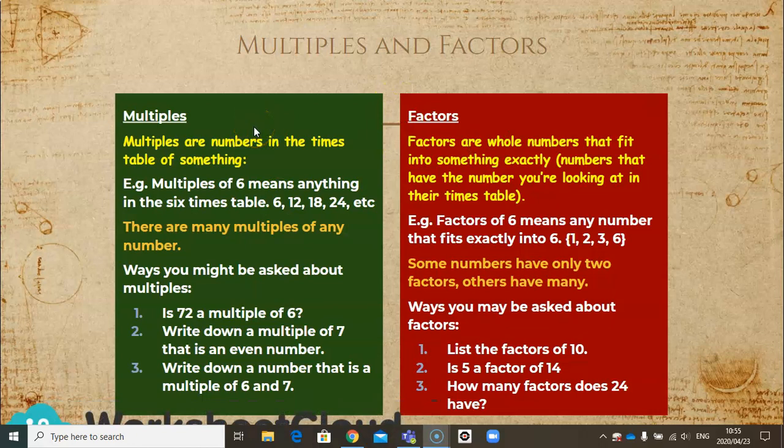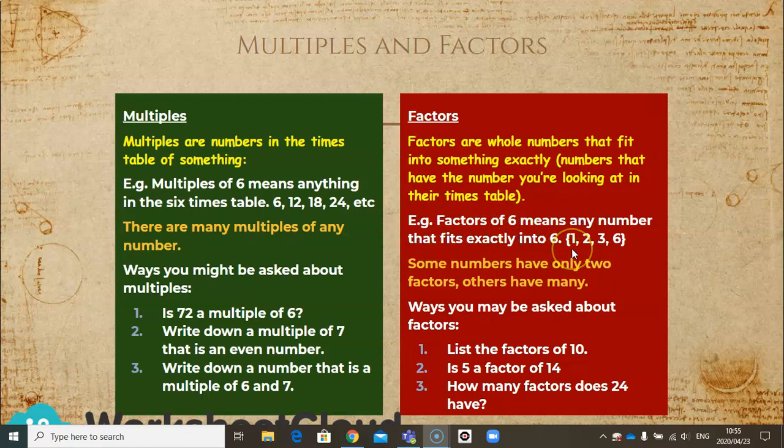Factors. Factors are whole numbers that fit into something exactly. So numbers that have the number you're looking at in their times table. So it's really the other way around. So when I say what are the factors of 6, I'm trying to find all of the numbers that fit into 6 exactly.